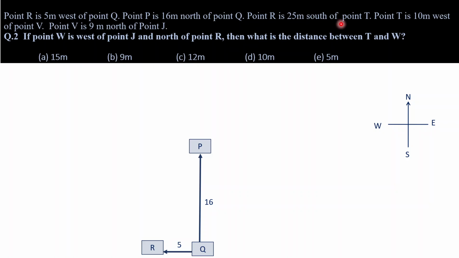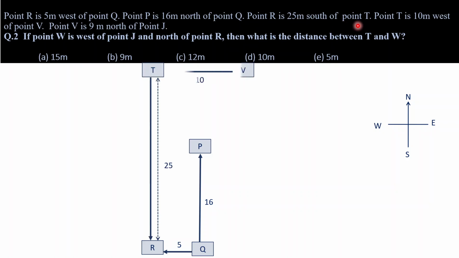Point R is 25 meters south of T, point T is 10 meter west of V and point V is 9 meter north of J. Now the question is, if point W is to the west of point J, somewhere here or somewhere here, I don't know where, and north of point R, then what is the distance between T and W? So point W will be somewhere here, which will be west to point J and north to point R.